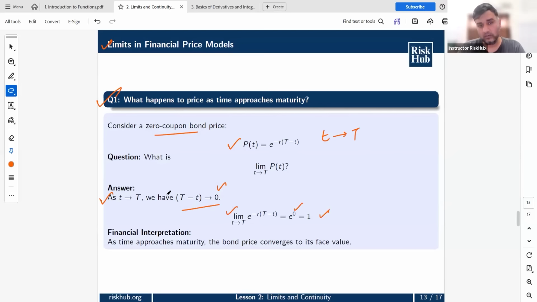Now, what is the financial meaning of this, which is very important to understand? As maturity approaches, the bond price converges to its face value. For a 100 rupee bond, near maturity, price becomes like 100. That is why bonds always converge to par at maturity, that we need to understand.